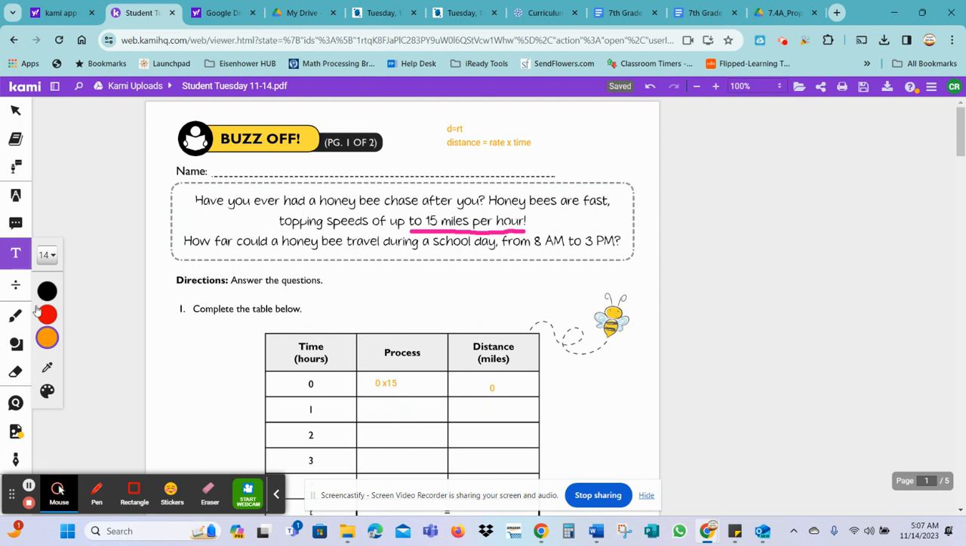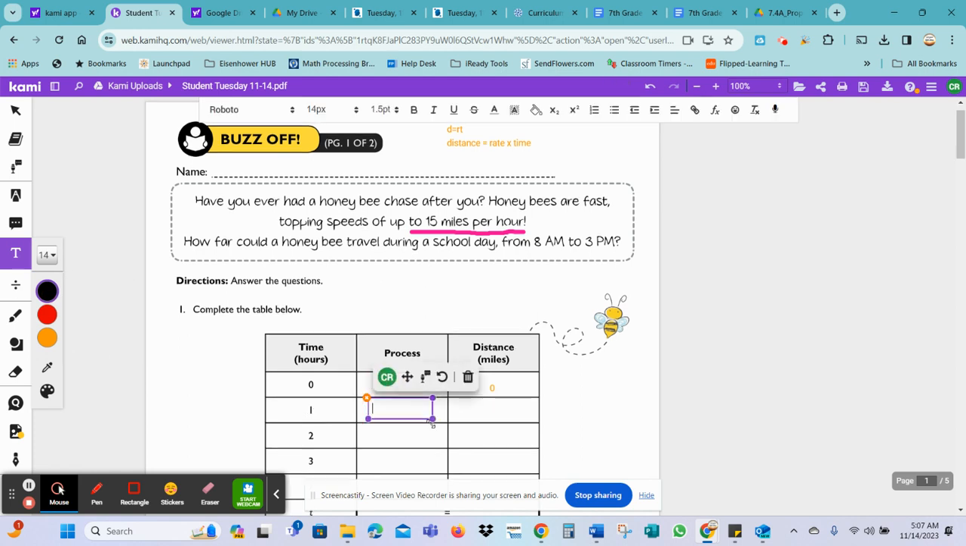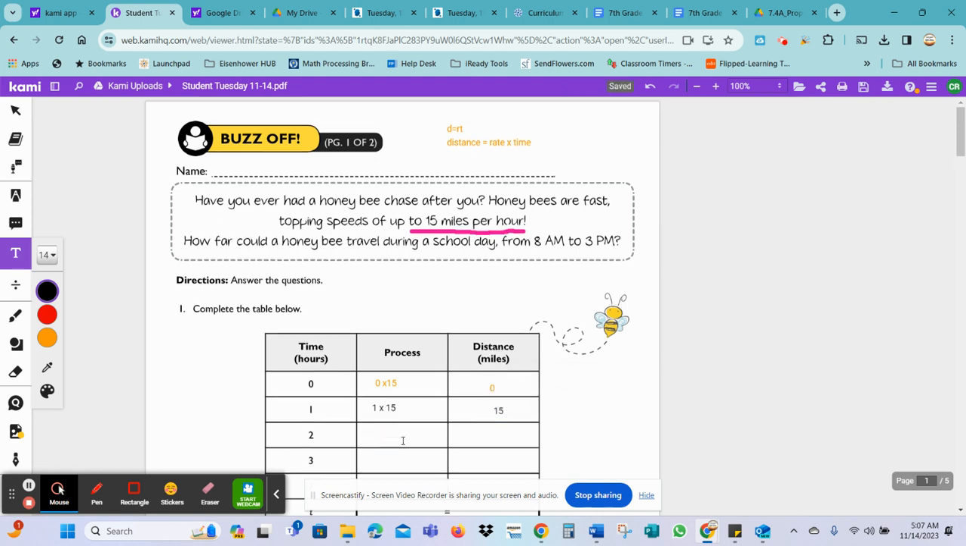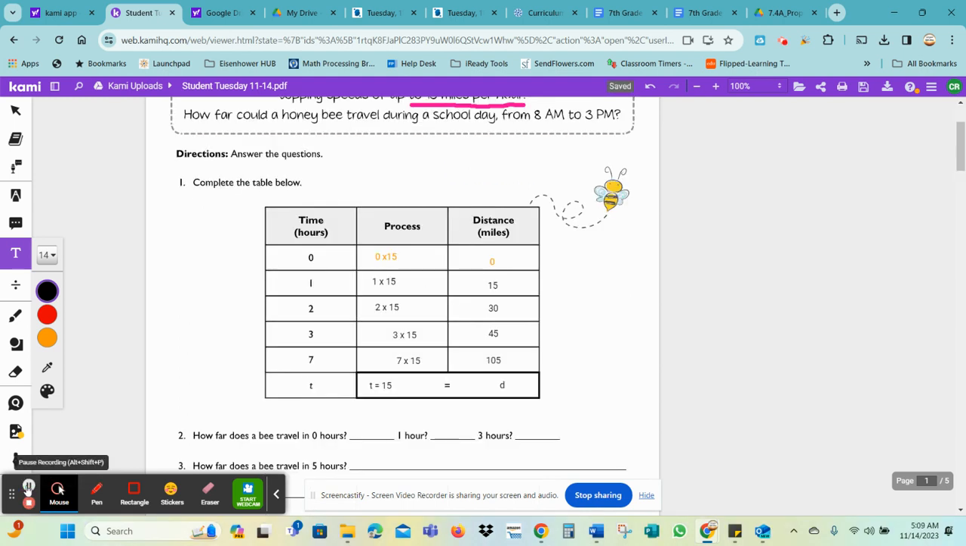What do you think is going to happen on the second one? Very good. So I'm going to take my time, so it's for 1 hour, and I'm going to multiply that by its speed at 15 miles per hour. So in 1 hour, the honeybee will travel 15 miles. Okay, so go ahead and pause the computer and finish out the rest. So this is what you should have done. So knowing that for 2 hours times 15 miles per hour will equal 30. For 3 hours, 3 times 15 equals the travel distance of 45 miles. For 7 hours, 7 times 15 miles per hour, the travel distance of 105 miles.